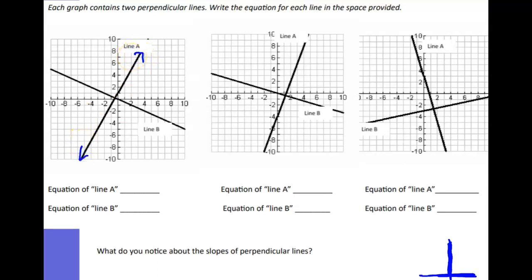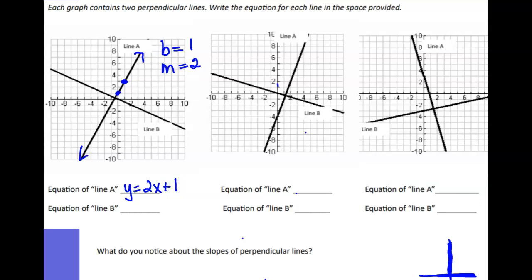And when I start with line A, my y-intercept is right here at 1. And my slope is, we're going to rise 2 and run 1, so my slope is 2. So the equation of that line, line A, would be y equals 2x plus 1. Again, you just need your slope and your y-intercept, and you can write the equation of the line.